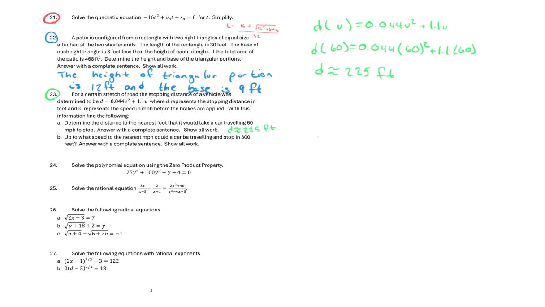Okay, now for B, up to what speed, to the nearest mile per hour, could a car be traveling and stop in 300 feet? Answer in a complete sentence. So this time, we have that our distance is 300 and we're solving for velocity. So the first thing that we're going to do is move everything to one side of the equation.